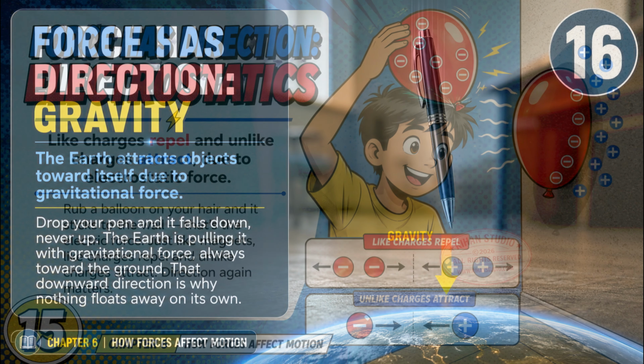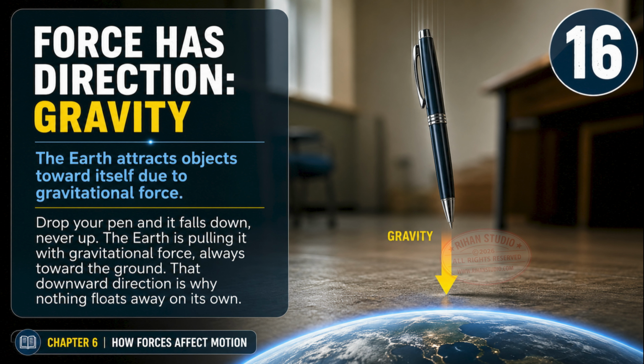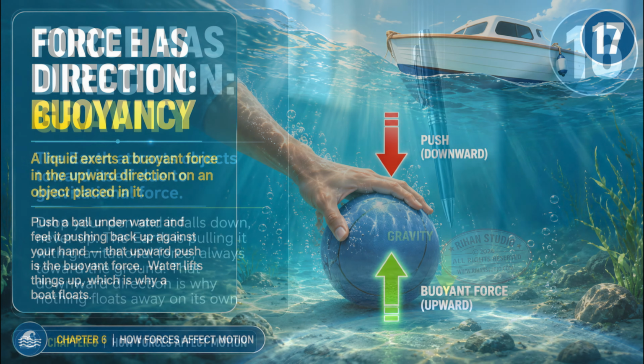Direction again matters. Force has direction: gravity. Drop your pen and it falls down, never up. The Earth is pulling it with gravitational force, always toward the ground. That downward direction is why nothing floats away on its own.